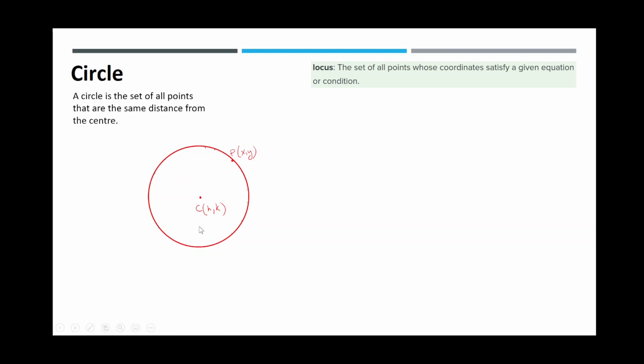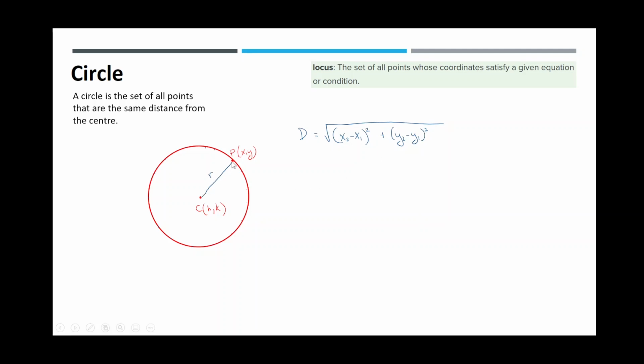So after seeing the circle, let's take a look at what you have learned about distances between 2 points. So we know that distance is a square root of the difference in x values squared plus the differences in y values squared.